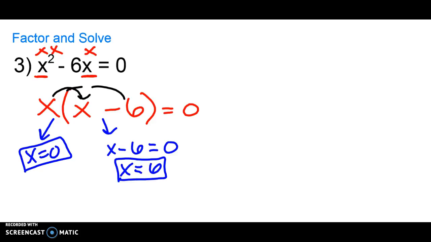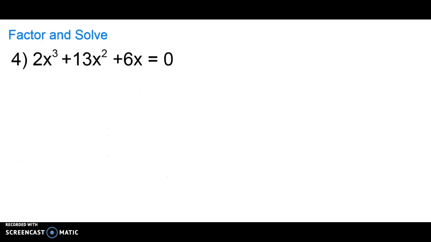So historically, this is one of the easiest types of factoring, but it's often the hardest because many students want to try to factor the way they've been learning to factor with the 2 parentheses and guessing and checking, and that's not the correct way to go about this problem. So let's move on to the very last one.